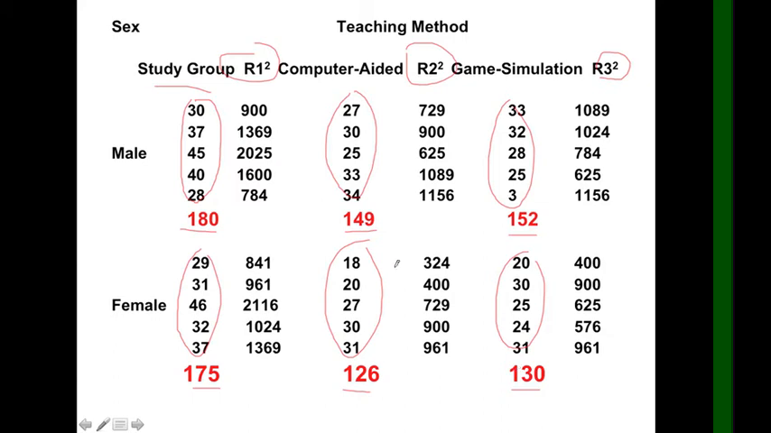Also in this portion, you need to add 180 and 175 for the first column, 149 plus 126 for the second column, 152 plus 130 for the third column. And then, on the other hand, you need to add all of these also for the first column, the R2 squared for the second column, and R3 squared for the third column. After adding them, you may pause this video while you add them, or you may go back to this video after adding them. Okay, now let's proceed.